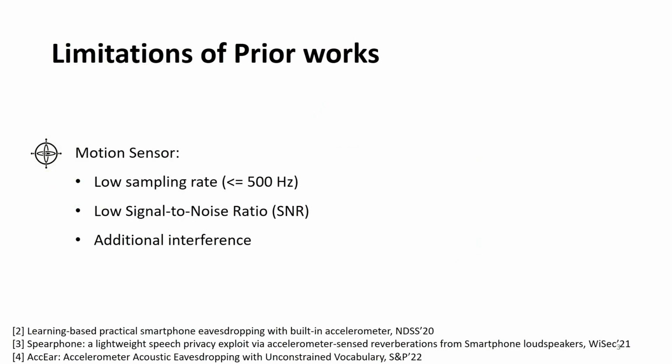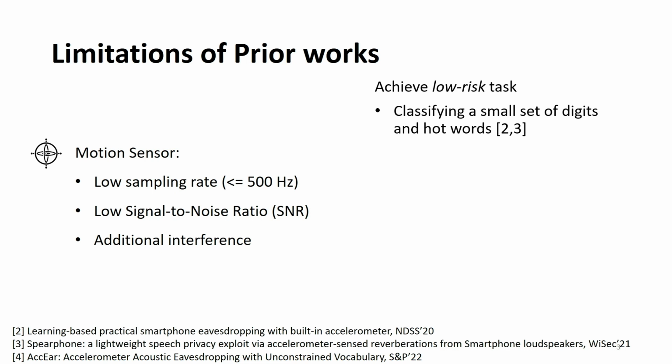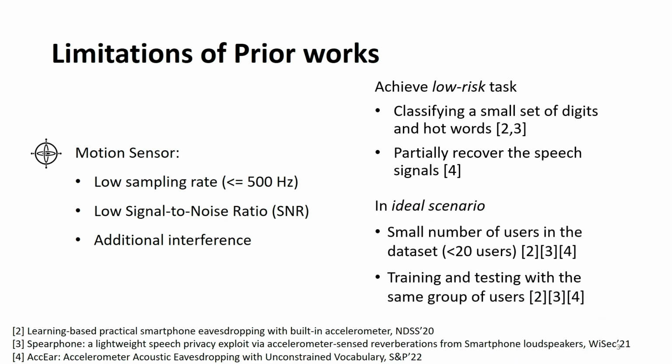Also, there are many other limitations for this kind of privacy threat. Compared to the traditional microphone, motion sensors always have a low sampling rate, low signal-to-noise ratio, and additional interference like motion artifacts. Therefore, they can only achieve very low-risk tasks. For example, they classify a small set of digits and hot words, or partially recover the speech signals. And this is in a very ideal scenario, for example, where the number of users is limited, and the training and testing are in the same group of users.